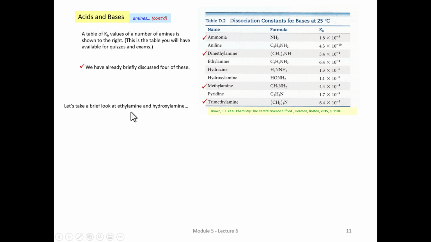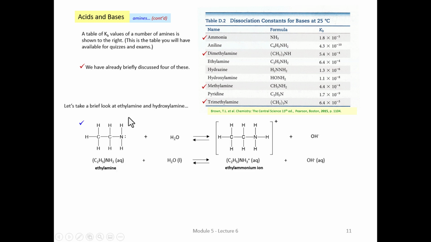How about ethylamine and hydroxylamine? Well, ethylamine is on the list right here. It has the formula C2H5NH2, which I have down here. And basically what's going on here is that there is an ethyl group, a C2H5 group, attached to the nitrogen. And so this can interact with water, form the ethyl ammonium ion, and hydroxide. And as you can see, the ethylamine is a slightly better base than methylamine.